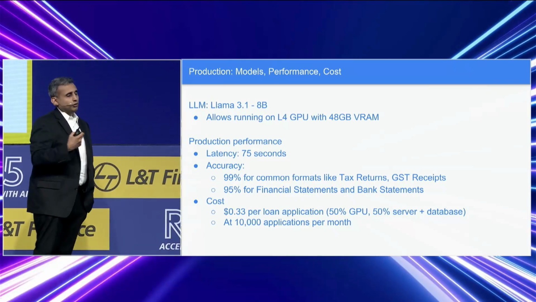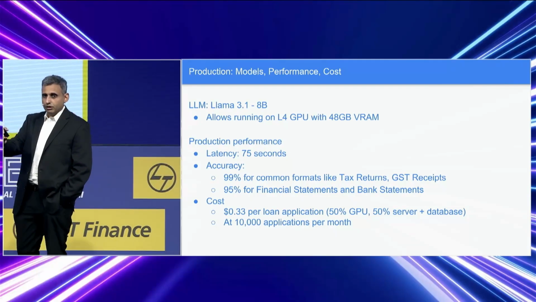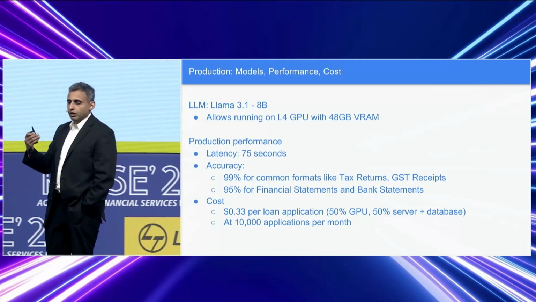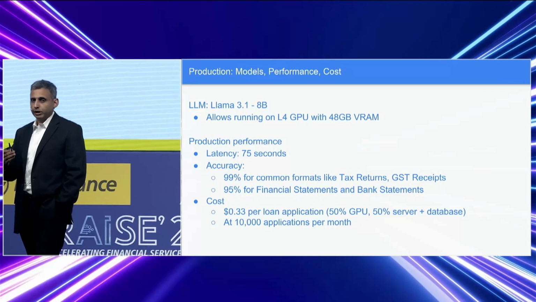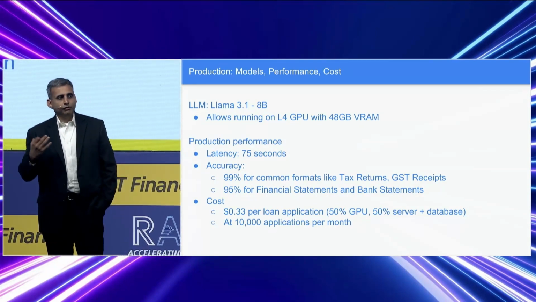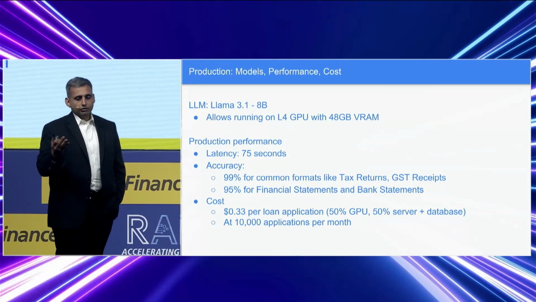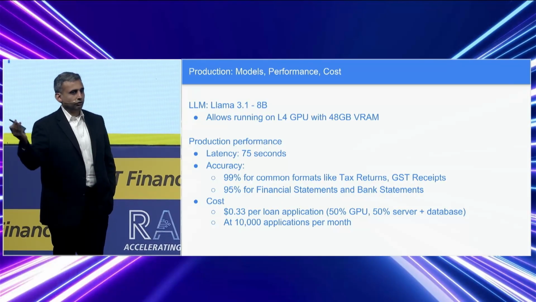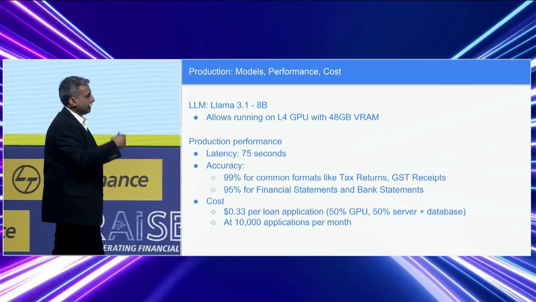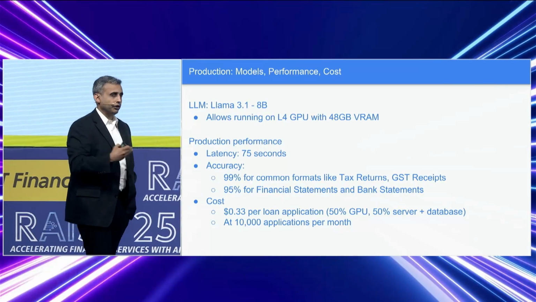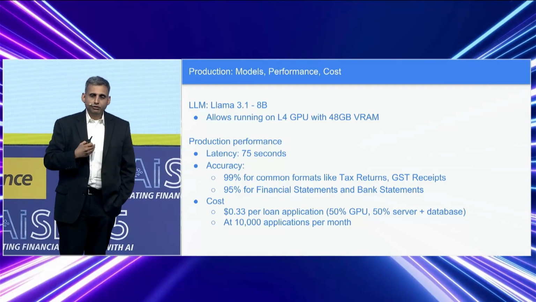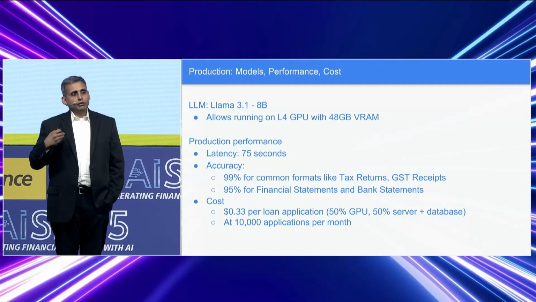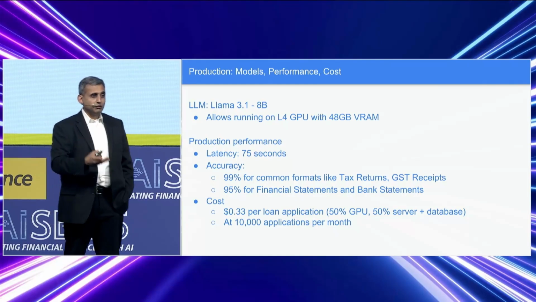And the cost, if you run this using these GPUs that I mentioned at roughly 10,000 loan applications a month, comes to roughly 33 cents per loan application to process through this entire pipeline. And that includes the GPU cost, but also the server and database cost. So all in, the cost is significantly low, the latency is significantly low, very short. Accuracy is significantly high.